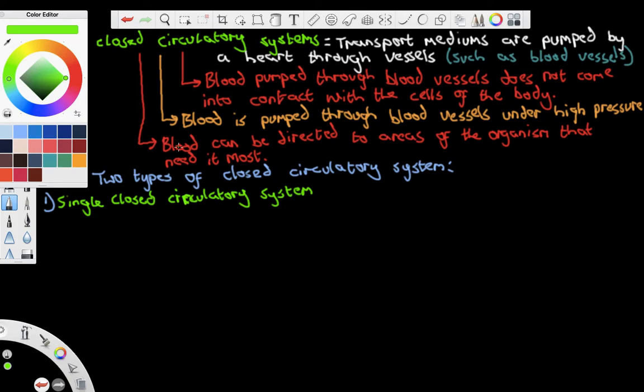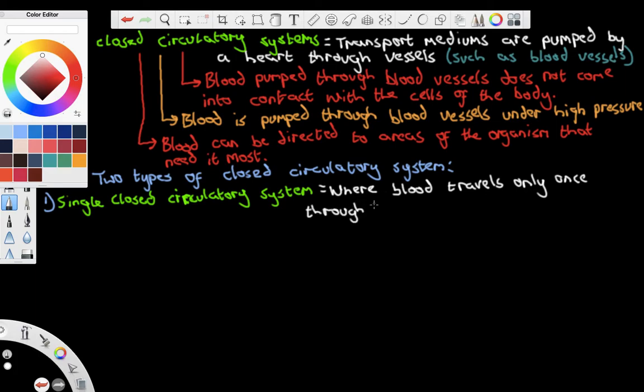Now, a single closed circulatory system can be defined as where blood travels only once through the heart for each complete cycle of the body.